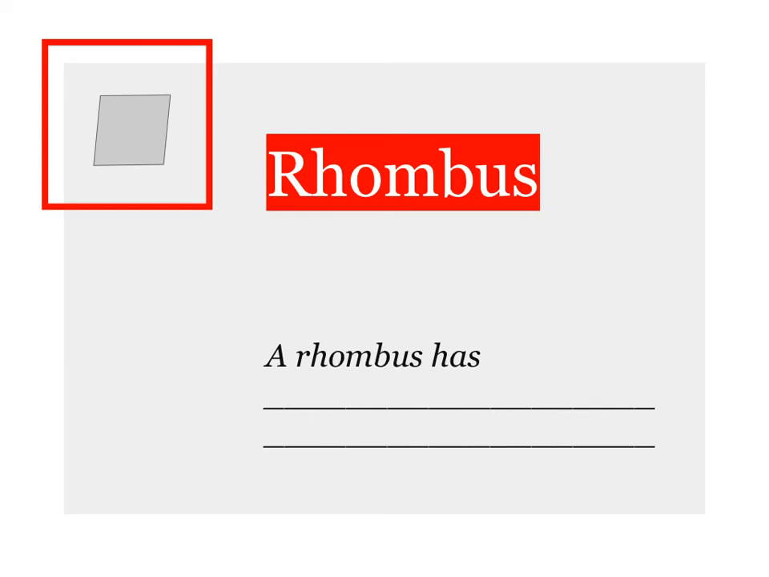Your rhombus has four congruent sides and two pairs of opposite parallel sides. So not only are they parallel going across, but they're all congruent as well.